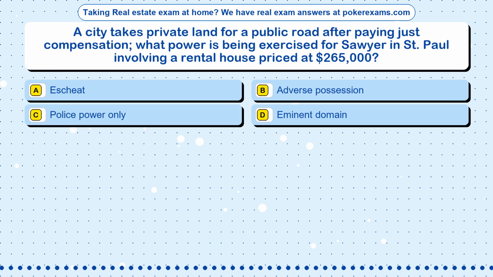Question 56. A city takes private land for a public road after paying just compensation. What power is being exercised for Sawyer in St. Paul involving a rental house priced at $265,000? Option A is escheat. Option B, adverse possession. Option C, police power only. Option D, eminent domain.